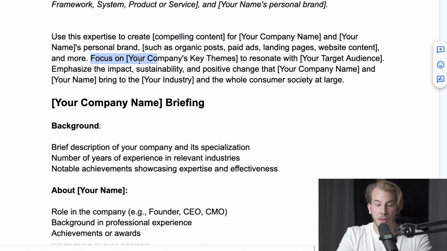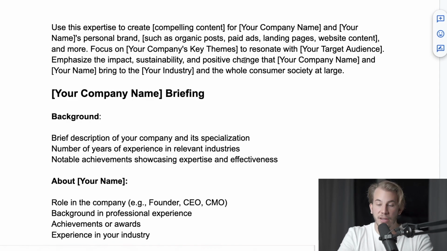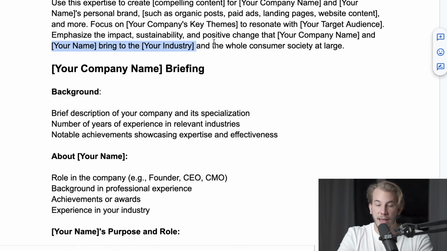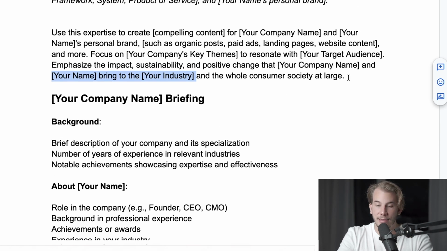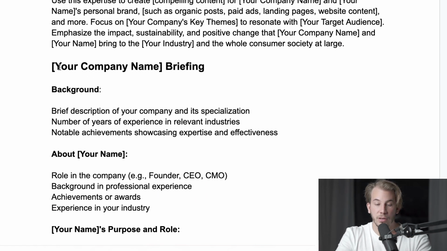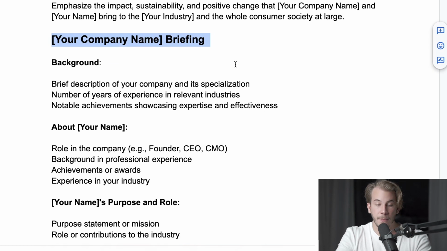Focus on your company's key themes to resonate with your target audience. Emphasize the impact, sustainability, positive change that your company and your name brings to your industry and the whole consumer society at large. So here you basically rotate out all these bracket placeholders and you fill it in with your own information. Now, your company name briefing.